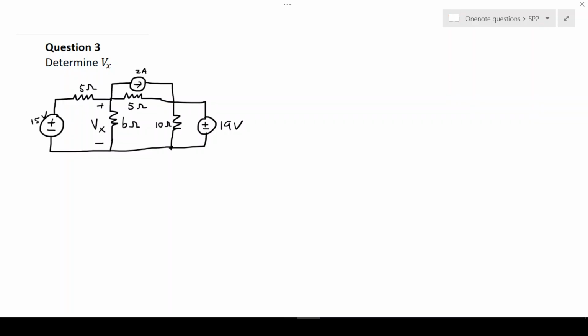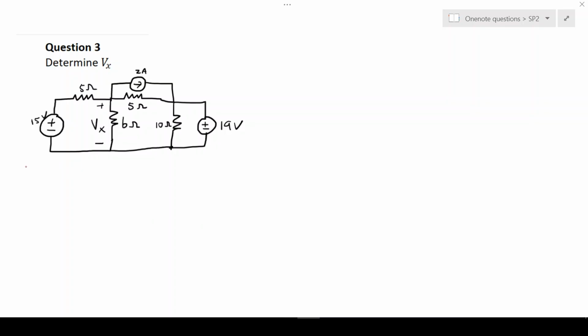So the question that we're going to do reads: determine Vx, where Vx is the voltage over the 6 ohm resistor. So we are going to need to determine the individual contribution of each of the three sources towards Vx, and then we're going to need to add all of these together. Right, so let's start off with the 15 volt source. For us to do this, we'll have to deactivate the other sources.